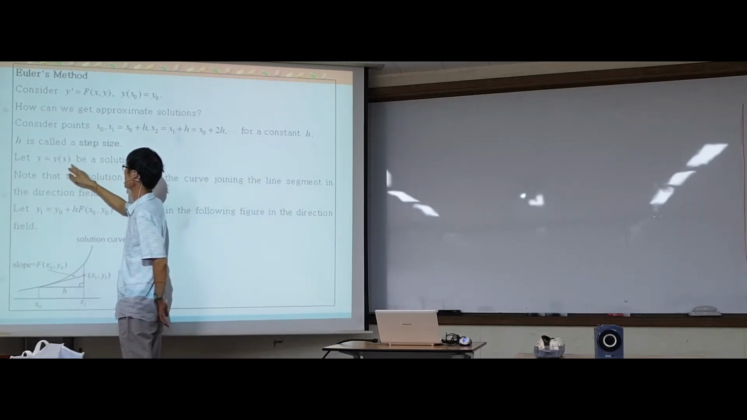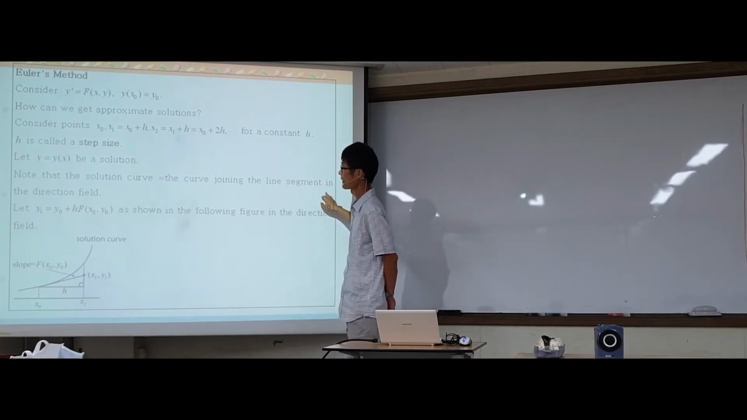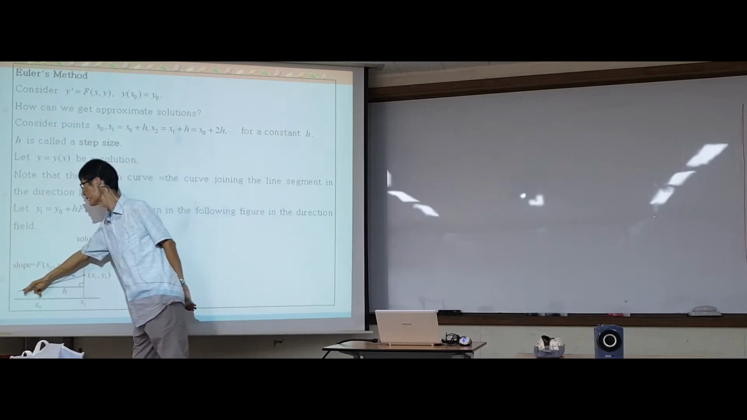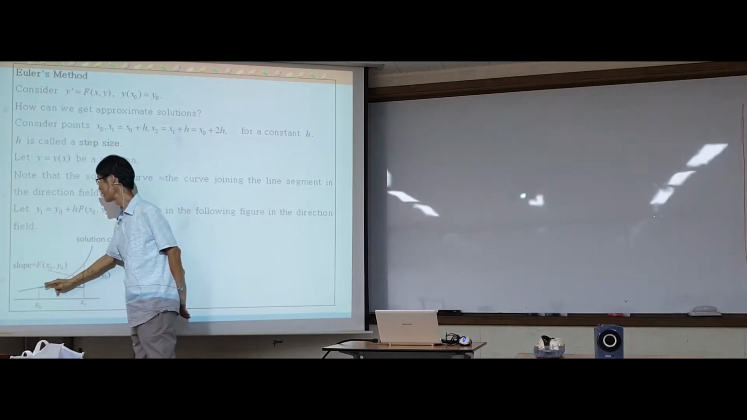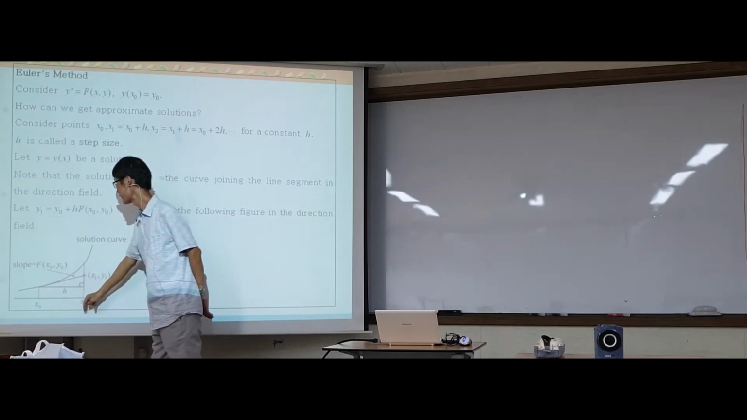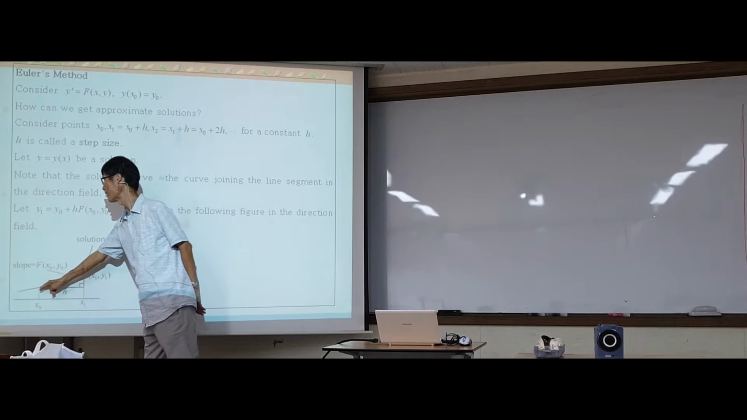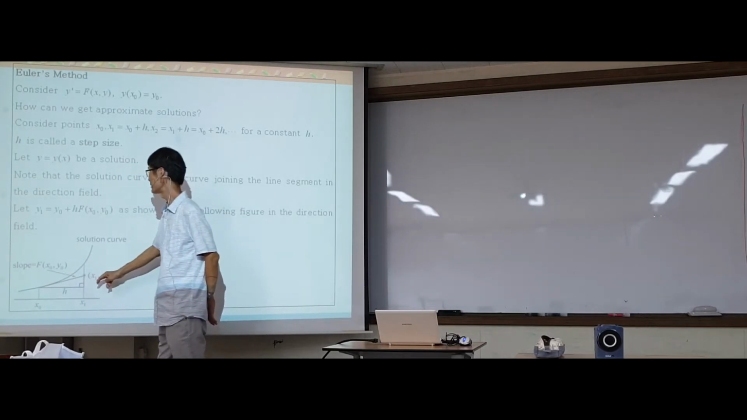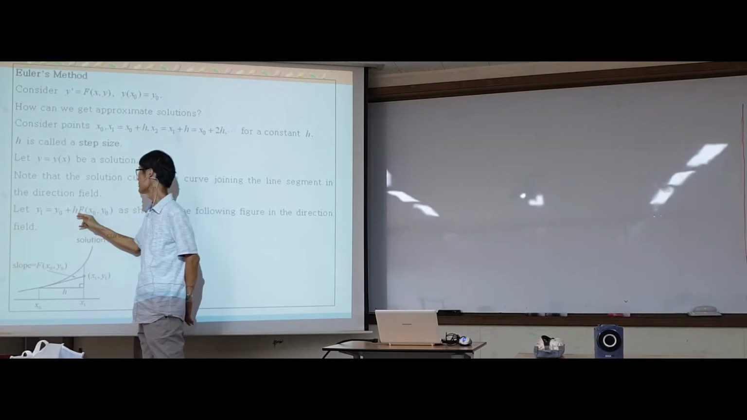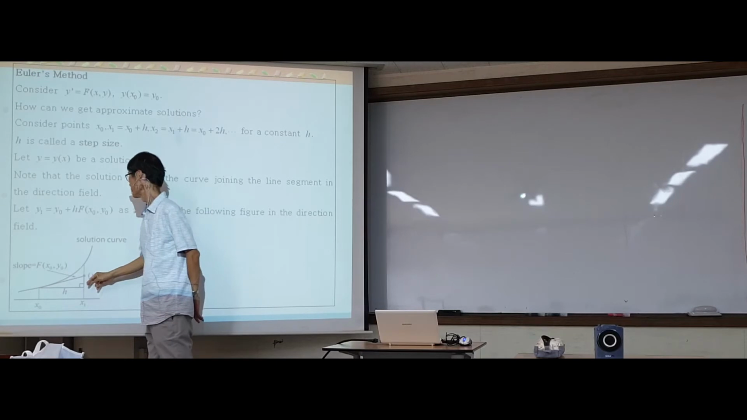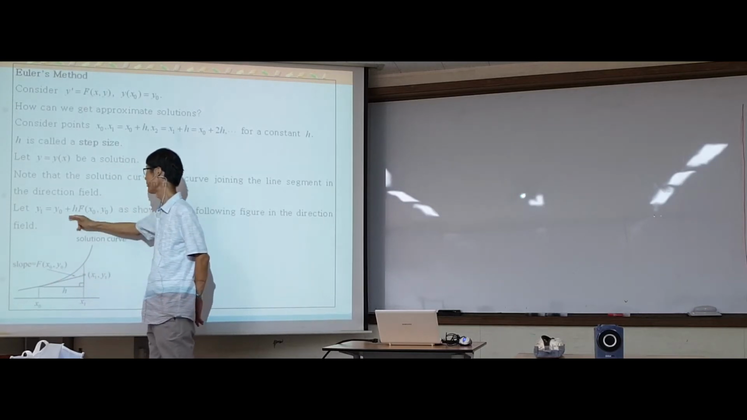if y, which is a function of x, is a solution, then the solution curve is approximately the curve joining the line segment in the direction field. So, for example, assume that here is the exact solution curve, and assume that the curve passes x0, y0, and h is the step size, and so x1 is obtained from x0 by adding h, and the slope of the tangent line at this point is f of x0, y0, and so we can see that y1 is obtained by adding h times f of x0, y0 to y0. So because the tangent line of the slope means the ratio between this side and this side, we have such a kind of an equation.